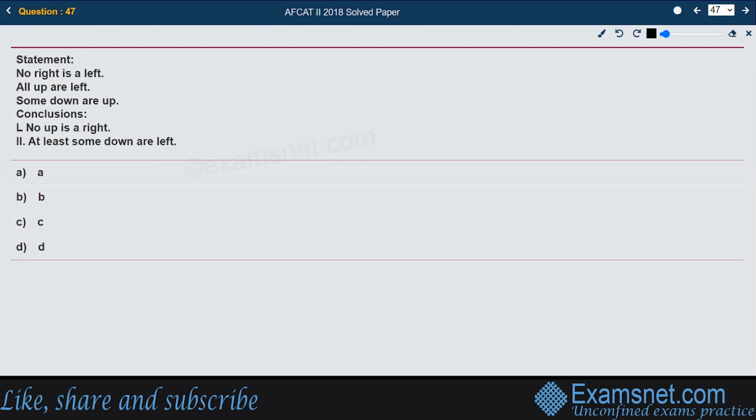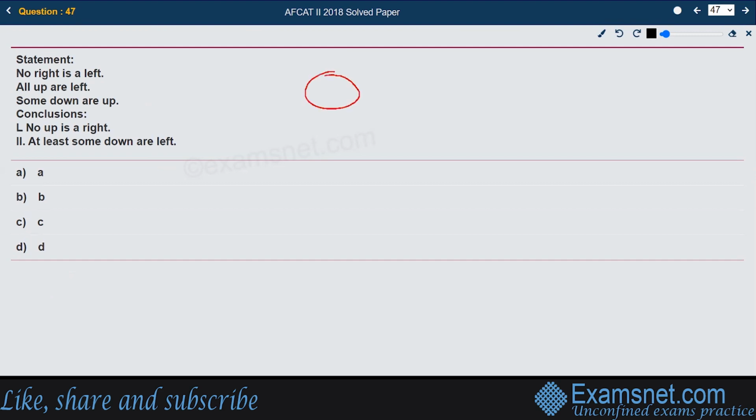There are statements given. On the basis of the statements, we are supposed to judge the conclusions. Okay, now look at that. What all is happening? The statement is: no right is left.